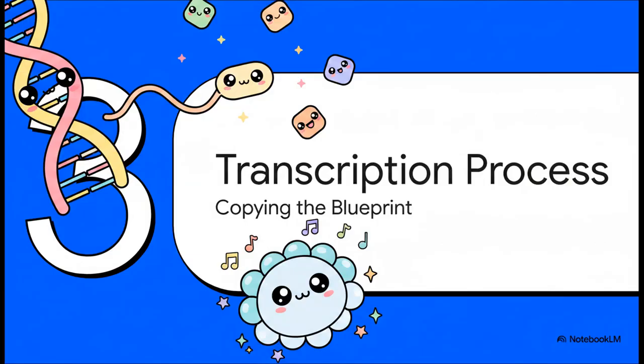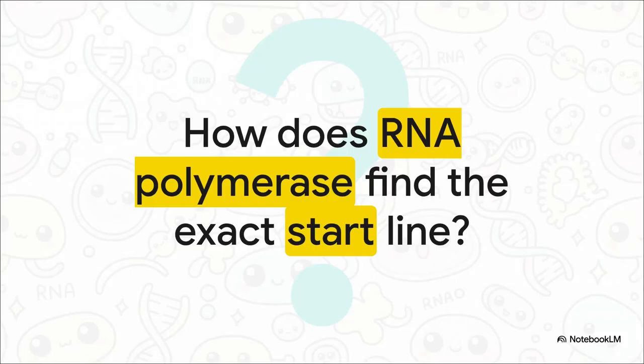Which brings us to part 3, the transcription process, copying the blueprint. Let's see how all these dynamic RNA molecules are actually born. They're created through a highly coordinated, amazing process called transcription. But here's the major puzzle we run into.